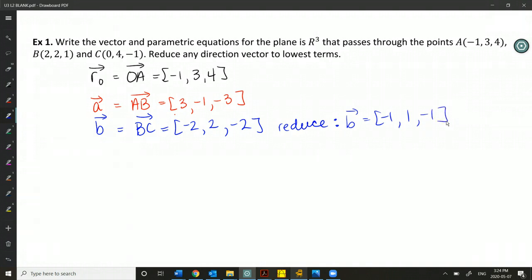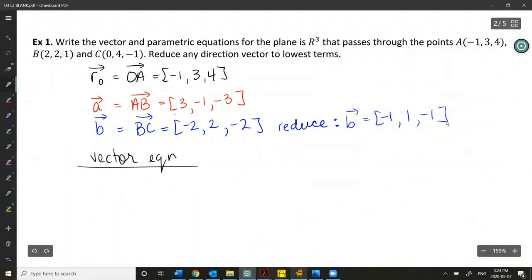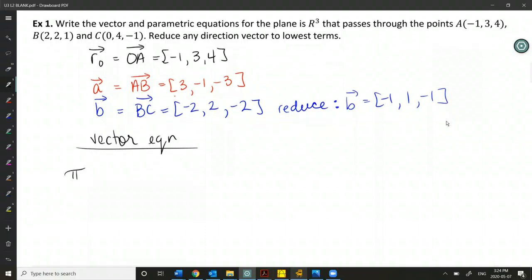Okay, so that gives us all the information to create our vector equation. So let's put it all together. Oftentimes we will denote the equation of a plane with pi, and lines we usually denote with a scripted L.